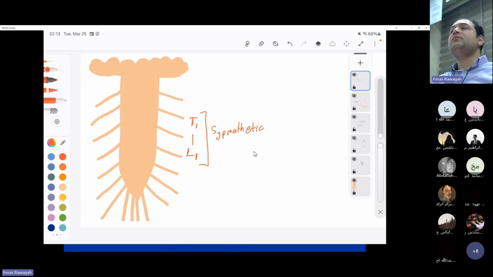Another difference is that the parasympathetic is limited in its distribution to the body, just to specific places, while the sympathetic system is widespread all over the body. So the sympathetic nervous system is more widespread than the parasympathetic. Now here comes the function. What is the most vital function of the sympathetic nervous system? Actually, the most vital function of the sympathetic nervous system is the vascular tone.